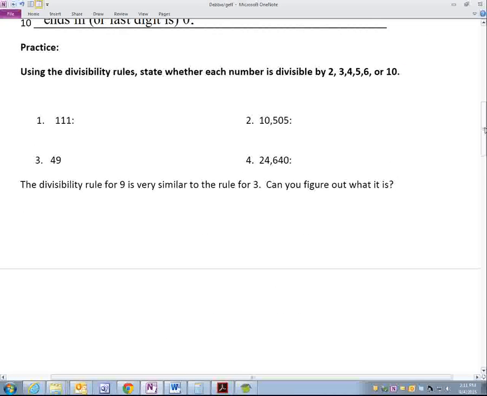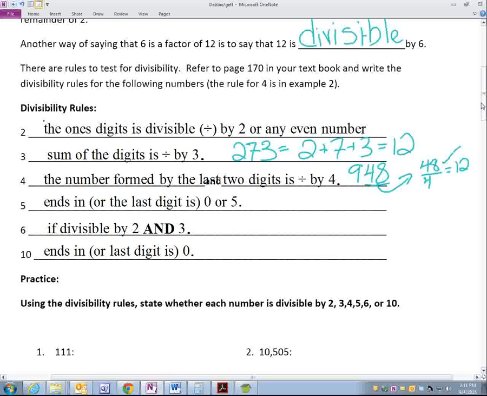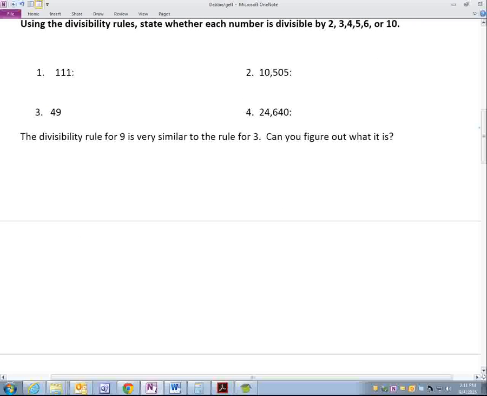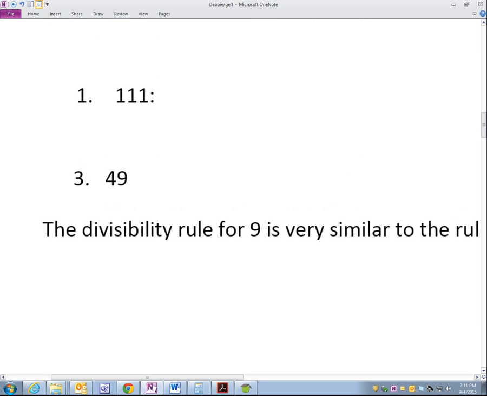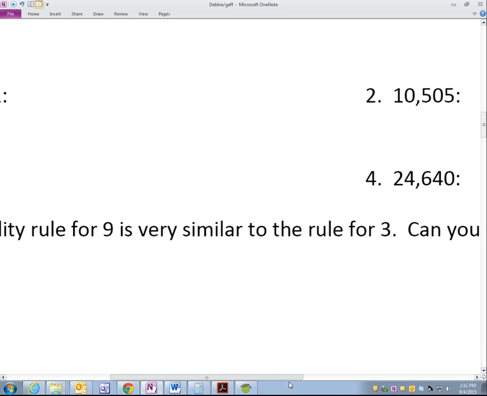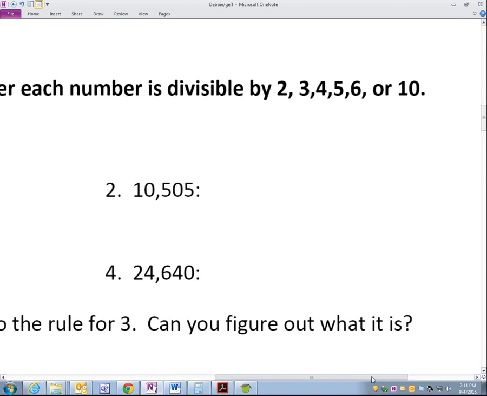Well, let's play with these. Let's see, page 170. So we're going to go through this little checklist here to check to see if 111 is divisible. Check to see if the number is divisible by 2, 3, 4, 5, 6, or 10.